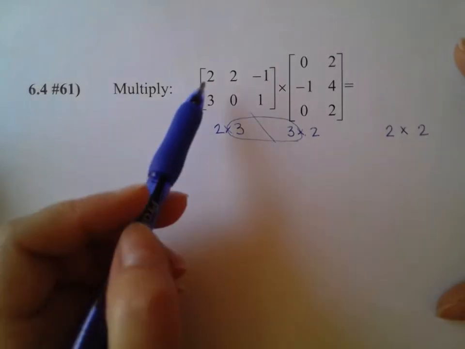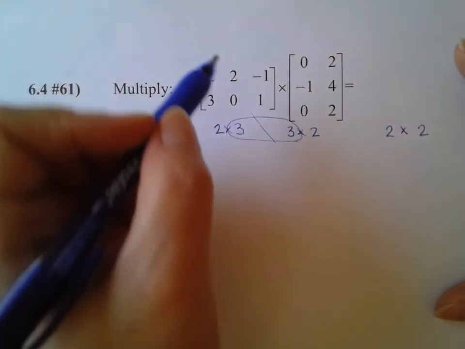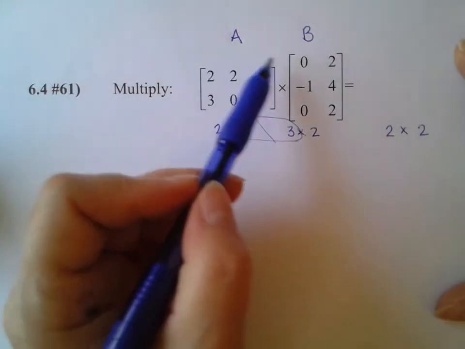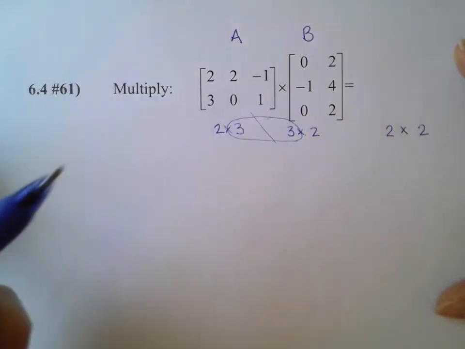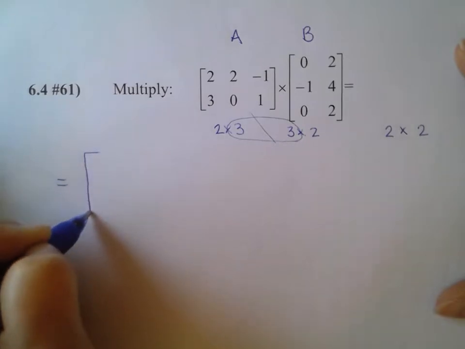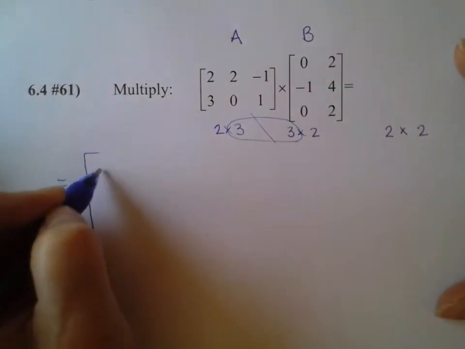So I'm going to multiply each row of matrix A, let's call this A and B, by each column of matrix B. Okay, and I'm going to write this out in a very overdone way, just to be really clear and obvious. I would definitely do a lot of this in my head, but we're just starting out, so I want to be really obvious.